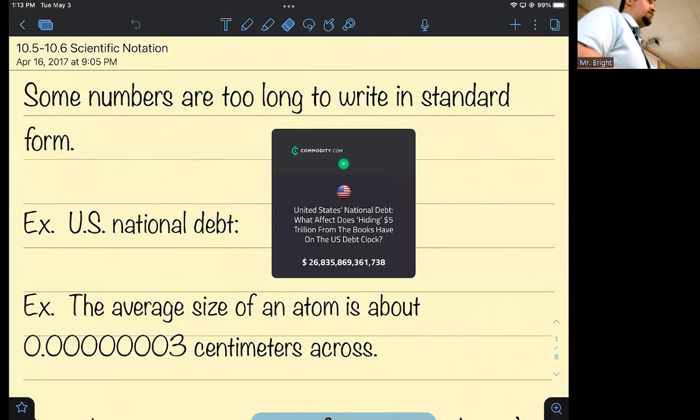So we may not get all the way through the notes today. That's fine. Tomorrow's a review day. Thursday's a review day. We'll definitely finish them tomorrow, and you'll have time to work on that IXL if you haven't already started it. Scientific notation.